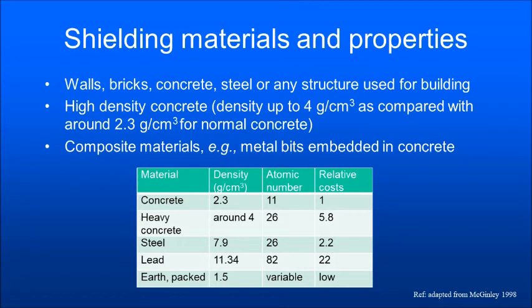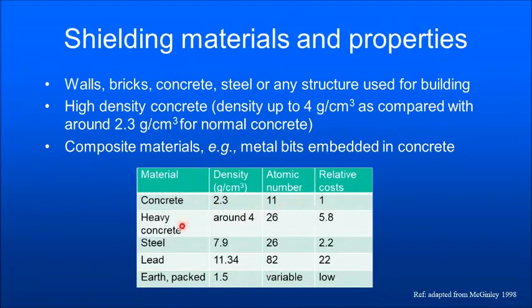Let us look at some of the properties of shielding materials. Walls, bricks, concrete, steel, or any structure used for building could serve as a shielding material. If space is a constraint, one could use high density concrete of density up to 4 gram per centimeter cube. Normal concrete density is about 3.0 gram per centimeter cube. Certainly the space required for the building or the wall with high density concrete would be considerably less. One could also use composite materials, something like metal bits embedded in concrete. This table gives an idea about the density, the atomic number and the relative cost. Let us assume using concrete costs you a factor of 1, with a density of 2.3 and atomic number 11.